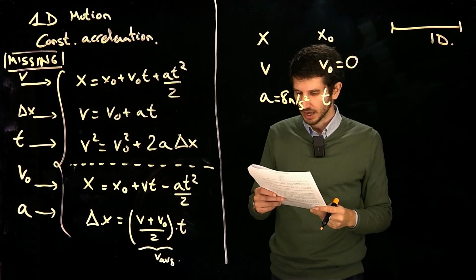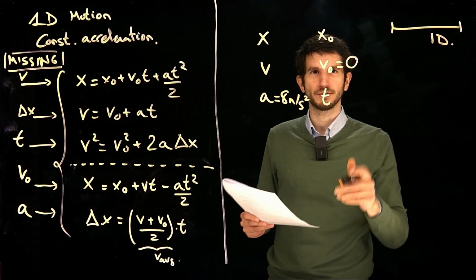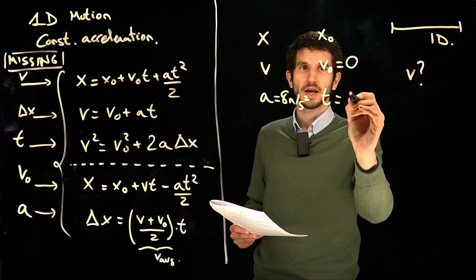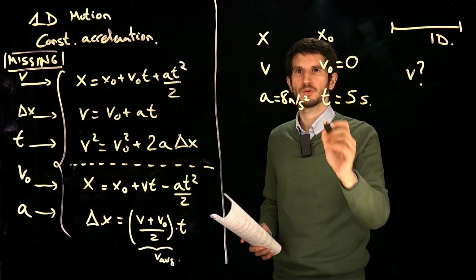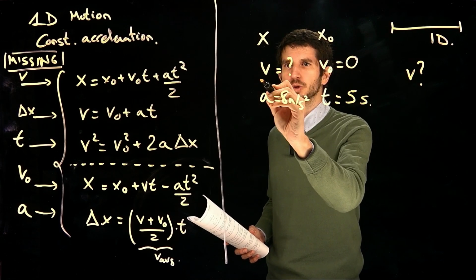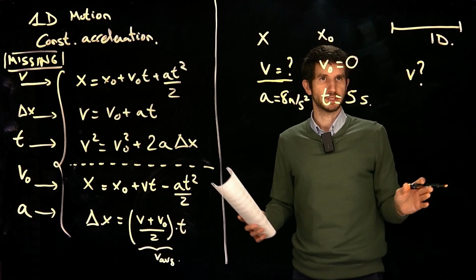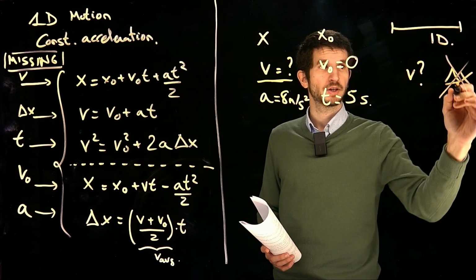Therefore, we can use our set of equations. And then it's asking us what is the speed at the end of 5 seconds. So we're being questioned about velocity after 5 seconds. Now, what is missing here? This is what we're trying to find. But the position and initial position are missing. In other words, we're missing the displacement.